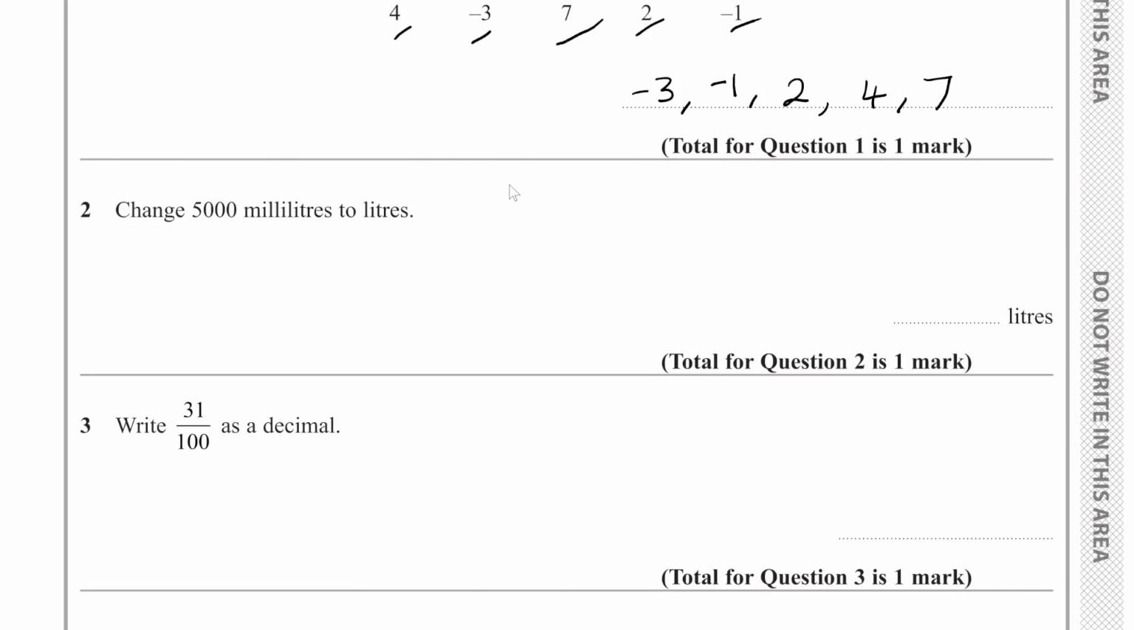Question 2. Change 5,000 milliliters to liters. 1 liter is equal to 1,000 milliliters. So how many thousand milliliters have we got? We've got 5,000, 5 liters.